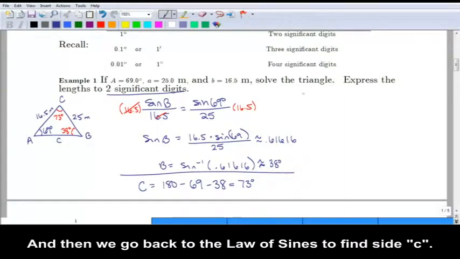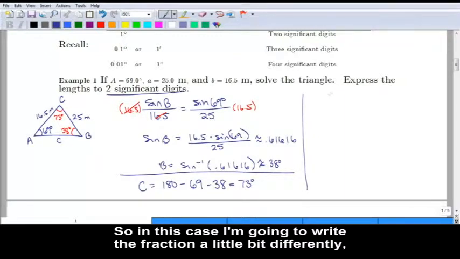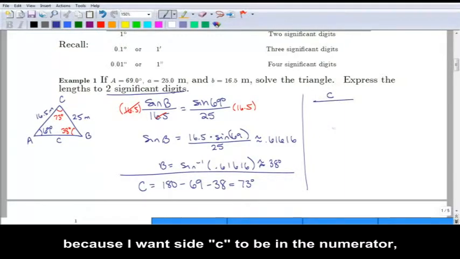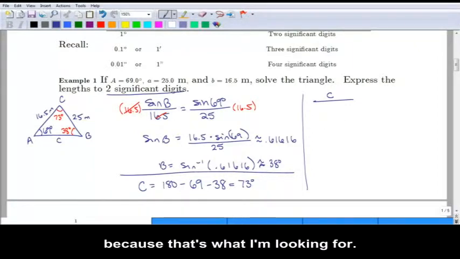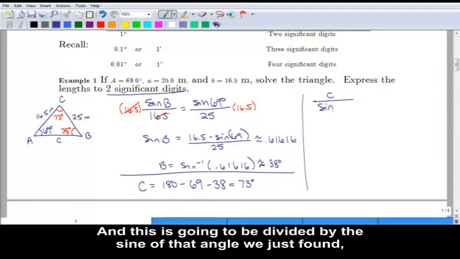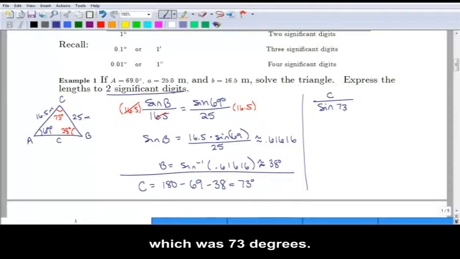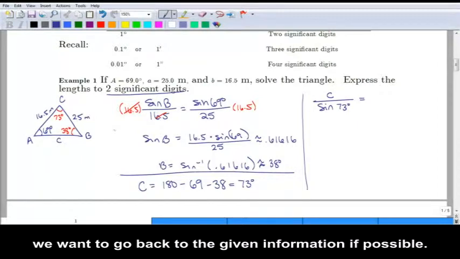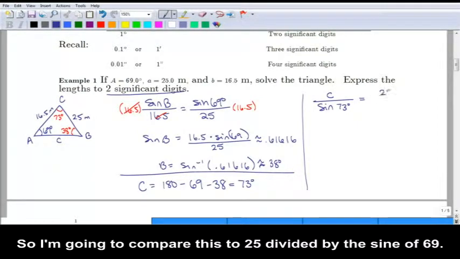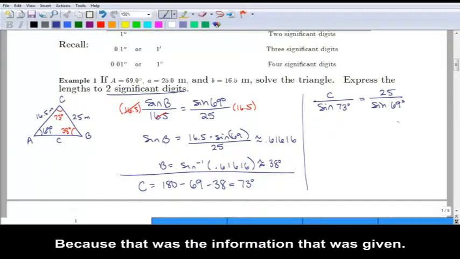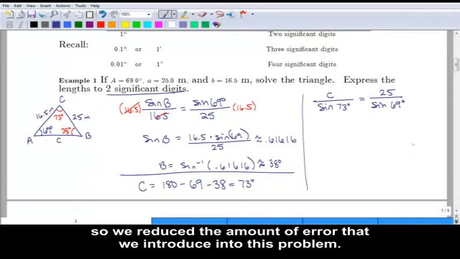And then we go back to the law of sines to find side C. So in this case, I'm going to write the fraction a little bit differently because I want side C to be in the numerator because that's what I'm looking for. And this is going to be divided by the sine of that angle we just found, which was 73 degrees. But the important thing here is we want to go back to the given information if possible. So I'm going to compare this to 25 divided by the sine of 69 because that was the information that was given. Nothing was calculated, so we reduced the amount of error that we introduce into this problem.